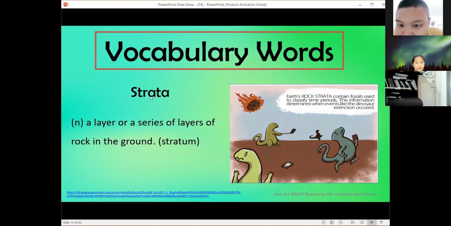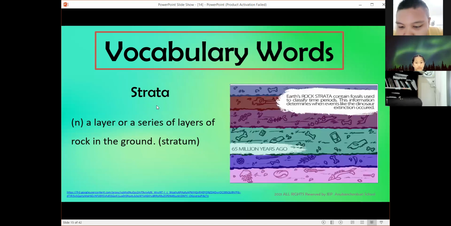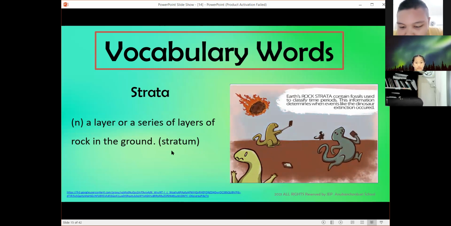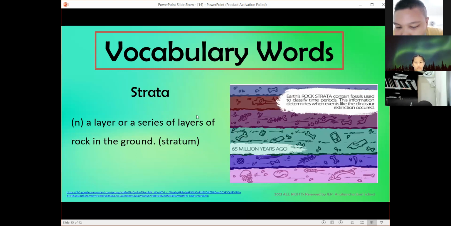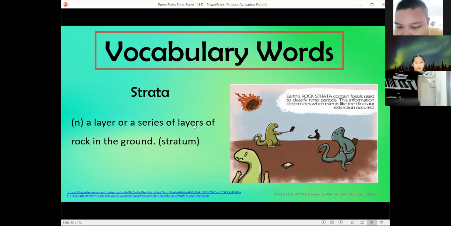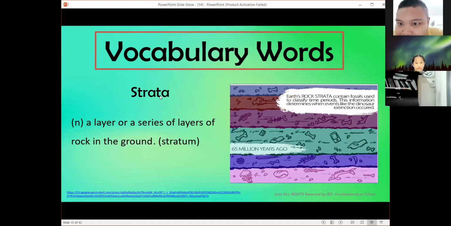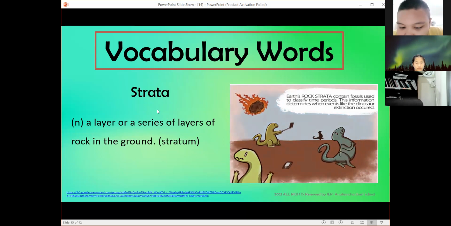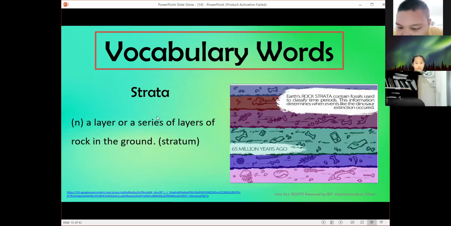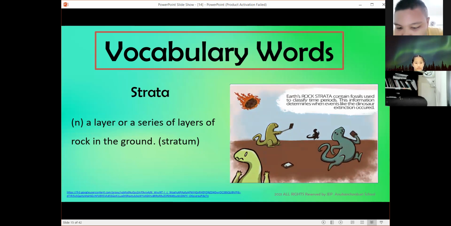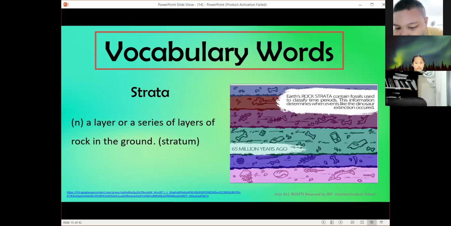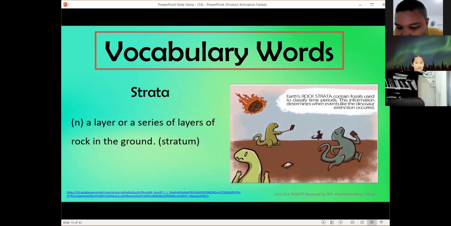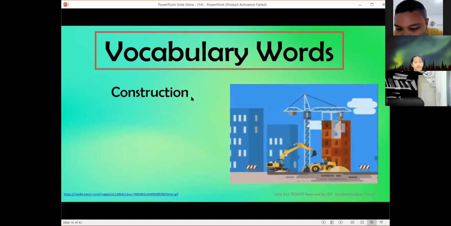So strata is the plural form of the word stratum. We call it rock stratum if it's only one, but based on the definition, it says layers, so we use the word strata: a layer or series of layers of rock in the ground. There are different types of rocks that you can see here in the picture, like purple, green, blue, and all of that. So those are the different layers or strata of rocks. Let's proceed to the next one.